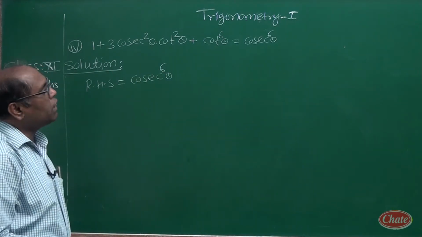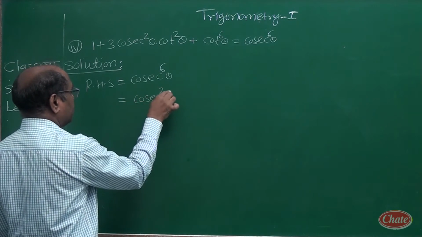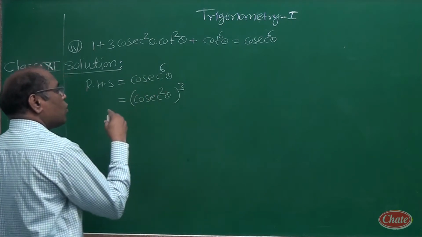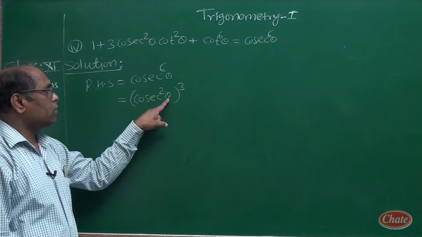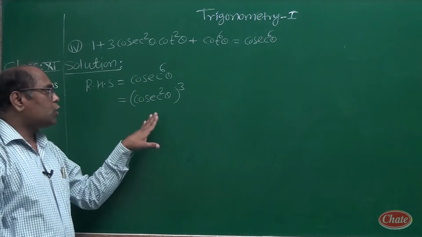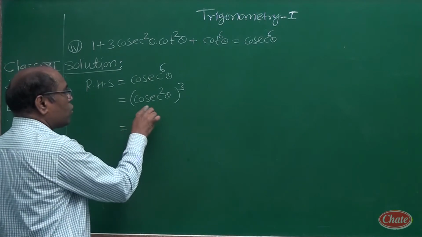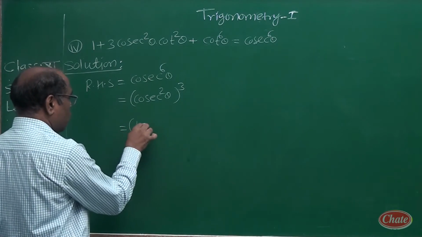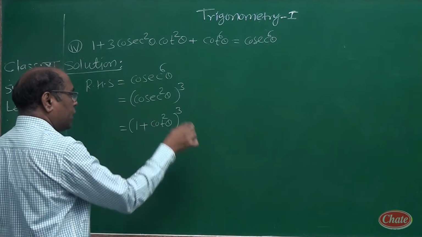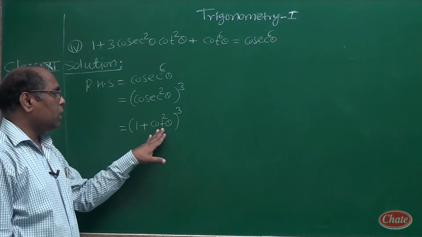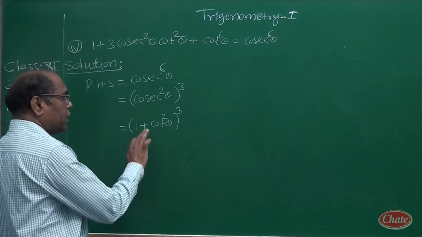Now it can be written as (cosec square theta) bracket cube. Cosec raised to 6 theta can be written as (cosec square theta) bracket cube, using a raised to mn, a raised to m raised to n. Now here we use the identity: cosec square theta can be written as 1 plus cot square theta, and here we get bracket cube. Cosec square theta is equal to 1 plus cot square theta, it is the identity.